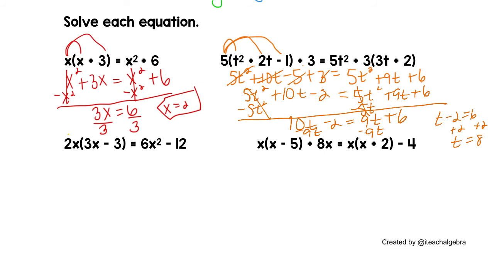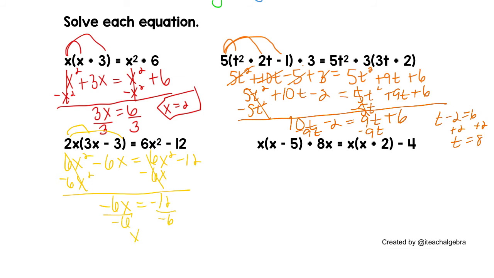All right, we've got 2x times 3x is 6x squared. 2x times negative 3 is minus 6x. That equals 6x squared minus 12. You get these x squareds together. Cancel, cancel. Negative 6x is negative 12. You divide, and x is 2. Last one, do it to it.